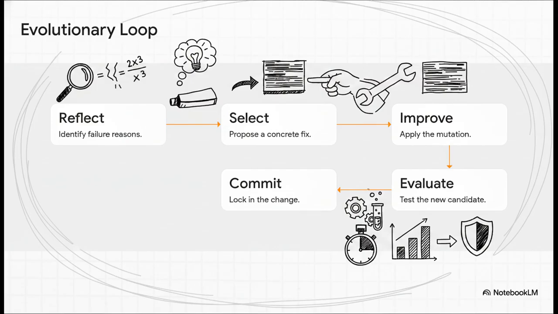Step 3. Improve. It actually applies that mutation to generate a provisional candidate state. Step 4. Evaluate. It tests the mutated tool against a benchmark to see if it actually works better. And finally, Step 5. Commit. It locks in the change. The AI has officially evolved.